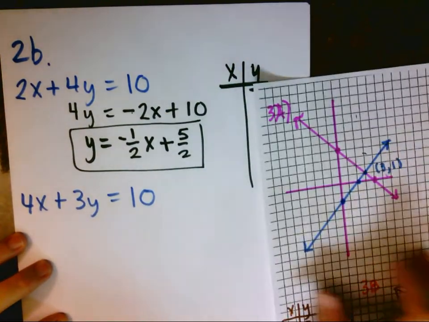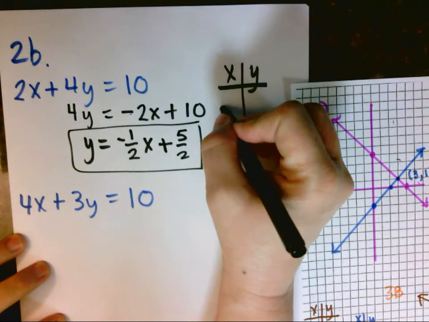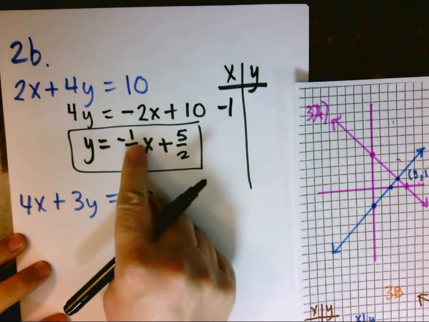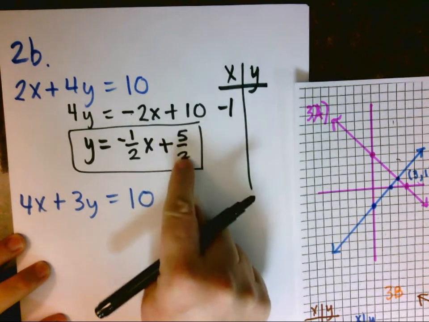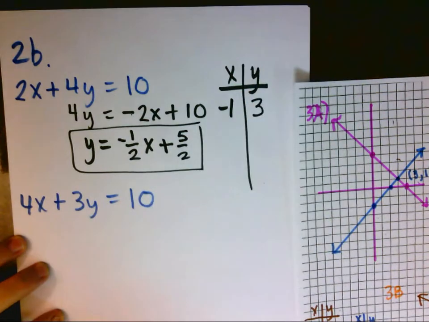And I said, well, what if I let x be negative 1, then I would have a negative 1/2 times a 1, which would be a positive 1/2. 1/2 plus 5/2 is 6/2, and 6/2 is the same as 3, okay? And you may want to write down those middle steps instead of just doing it in your head.